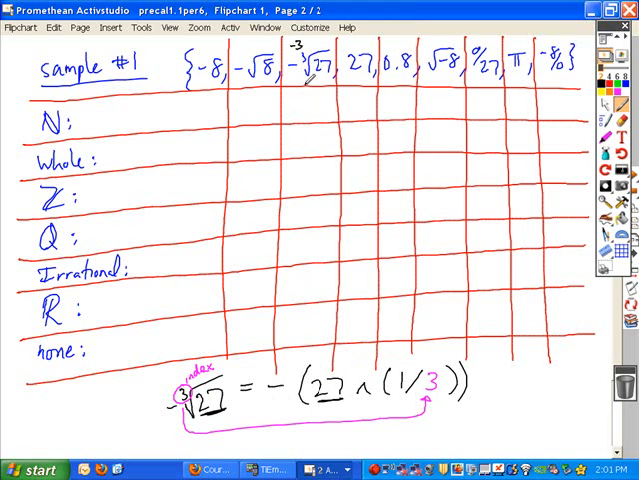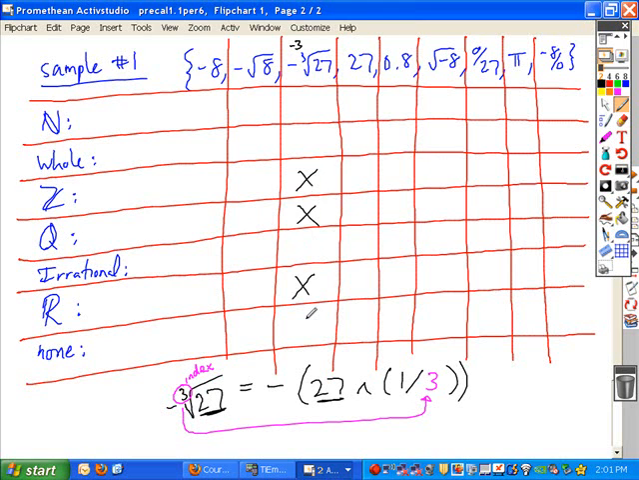Is it a natural number? No. Is it a whole number? No. Is it an integer? Yes. Is it a rational number? Yes. Irrational? No. Real number? Yes. So it's going to fit into all 3 of those categories. Okay, let's go through each of these individually.